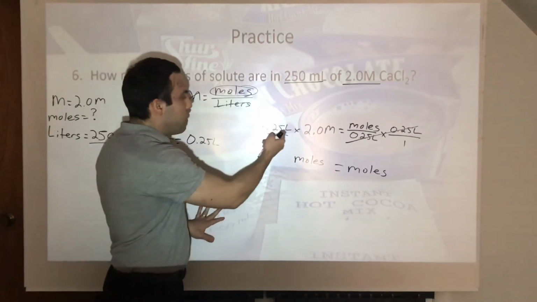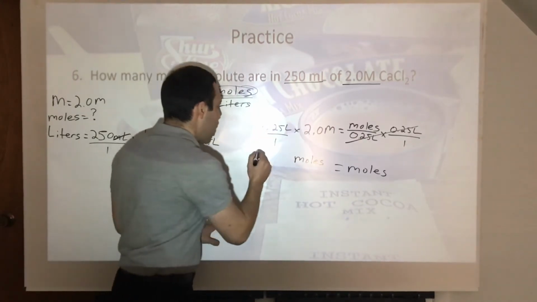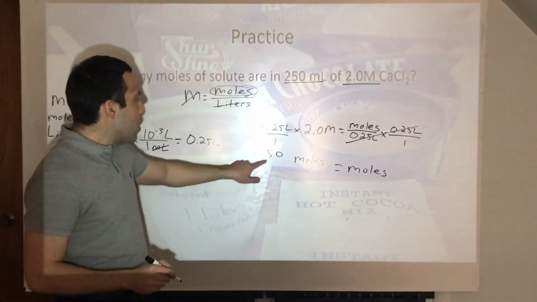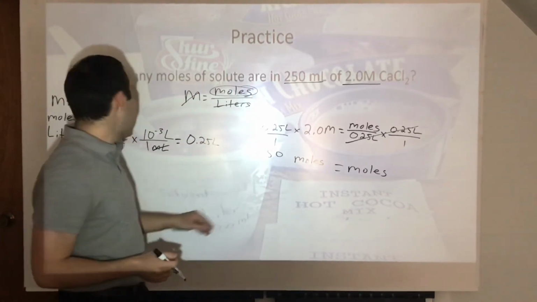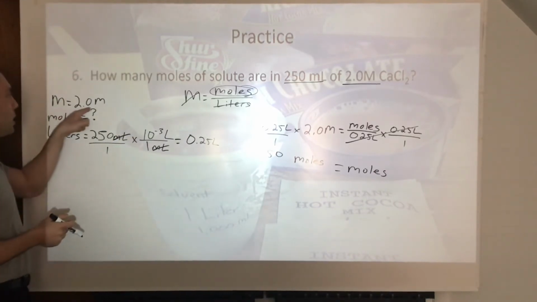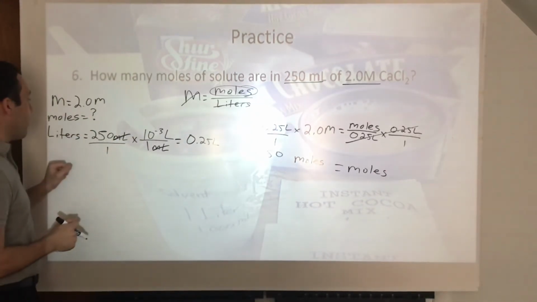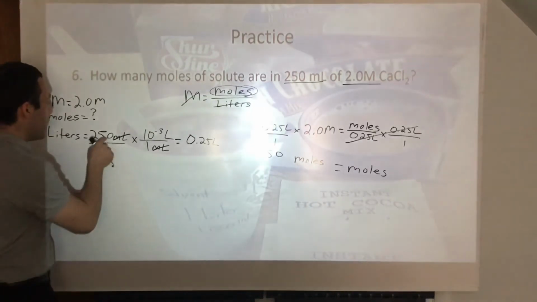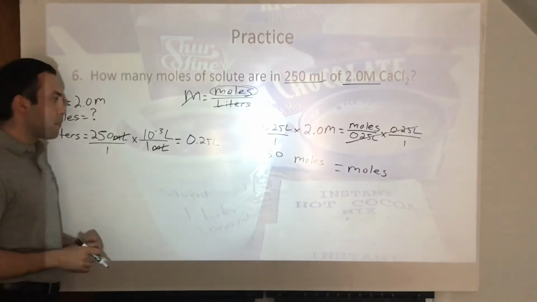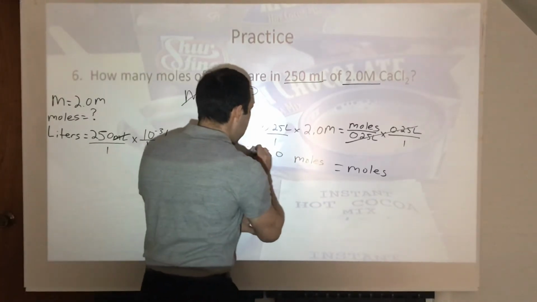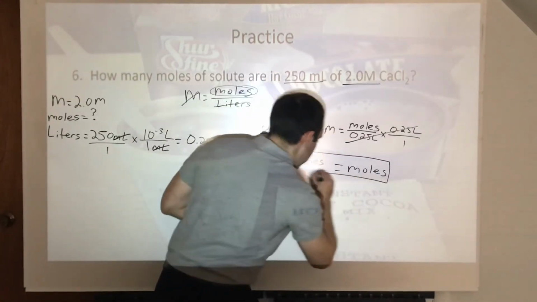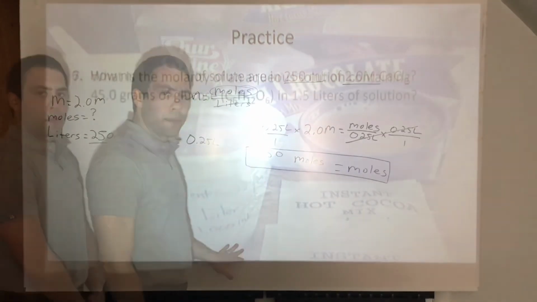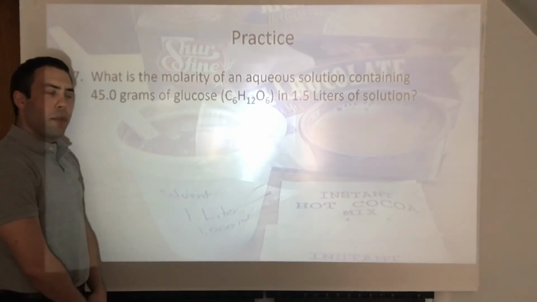When you multiply 0.25 times 2, you get 0.50 moles. We have 2 significant figures in our answer because 2.0 molar has 2 significant figures, and 250 milliliters has 2 significant figures. This last 0 is not significant. Finally, you box off your final answer. And we're done. The next problem is a little bit more complex.